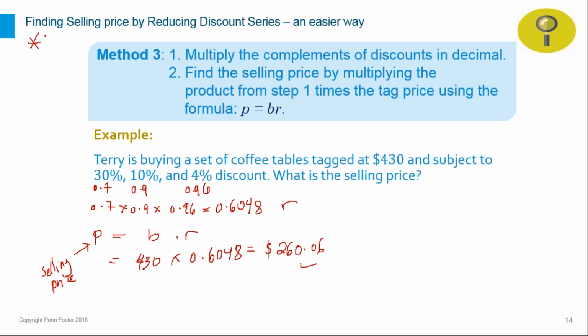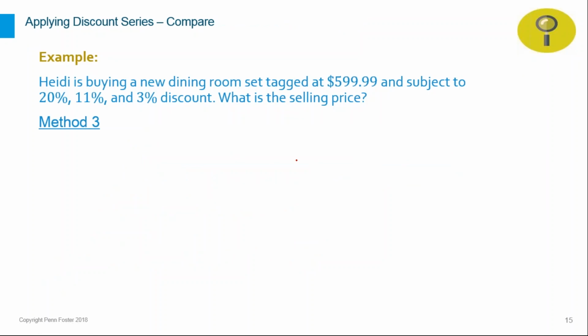So you've seen the 3 methods, and I had to go over them because they all are in your lesson, just in case you're wondering how to do each of them. Let's do one more example together, just a different question, to change the numbers and see how we do it. Heidi is buying a new dining room set tagged at $599.99 and subject to 20% off, 11% off, and 3% off discounts. What is the selling price?